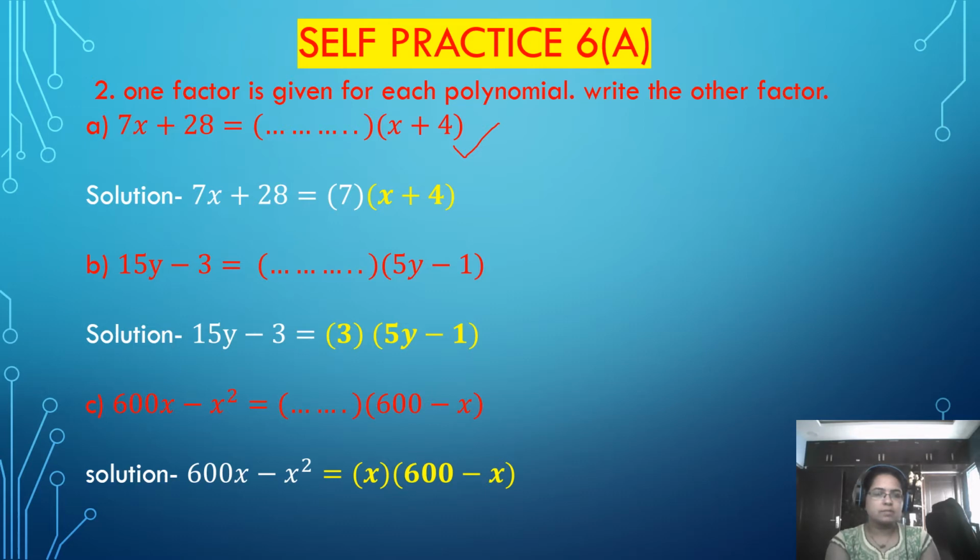Here 7x, 7 multiplied with x, 7 and x are the factors of the expression for first term. 7x is 7 multiplied with x, and 28 is 7 multiplied with 4. So 7 is the common factor between 7x plus 28. So 7 multiplied with x plus 4, and 7 and x plus 4 both are factors of this expression 7x plus 28. So 7x plus 28 is the product of 7 and x plus 4. Both are the factors.